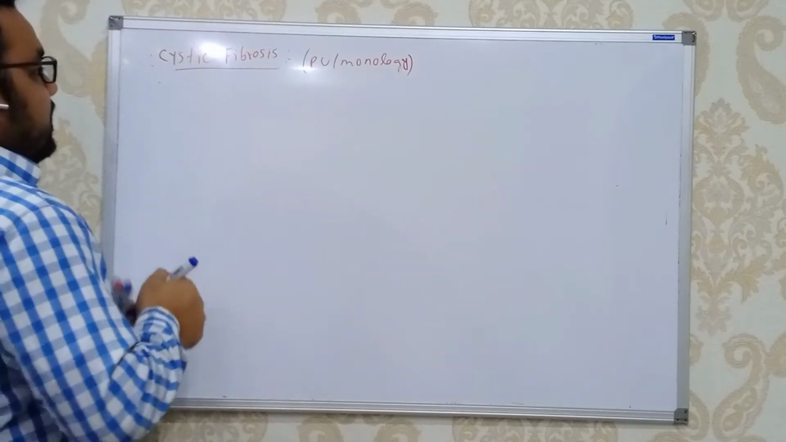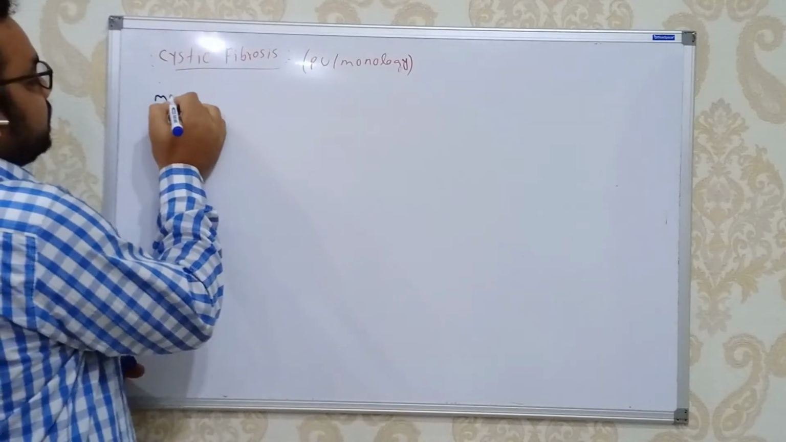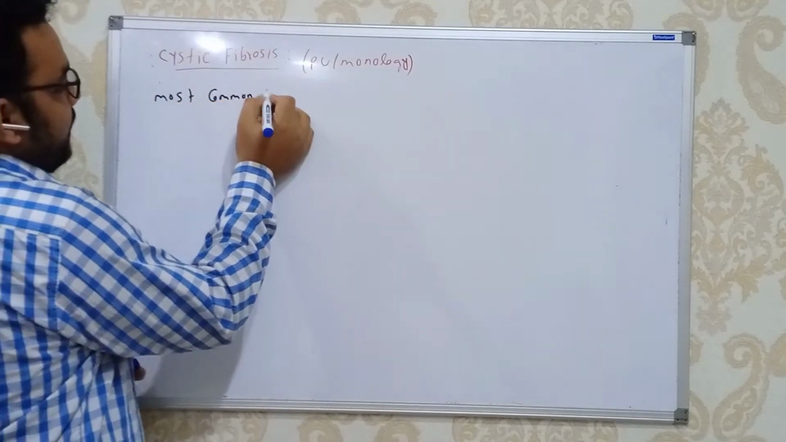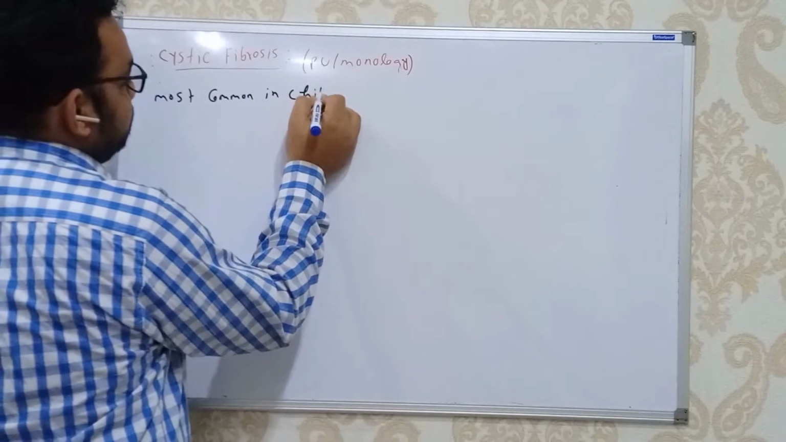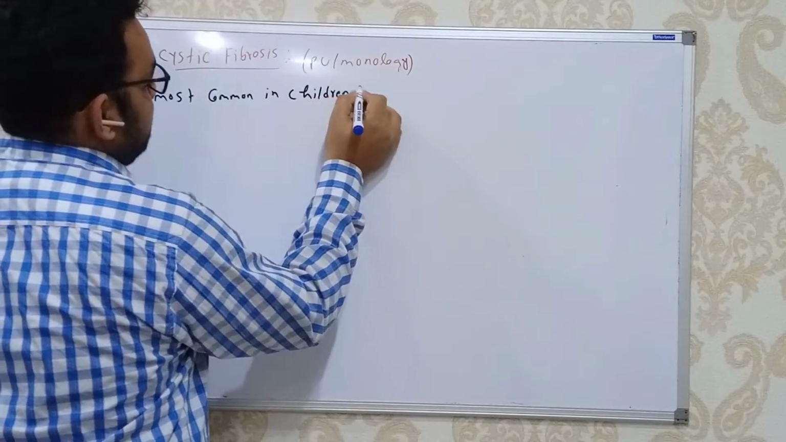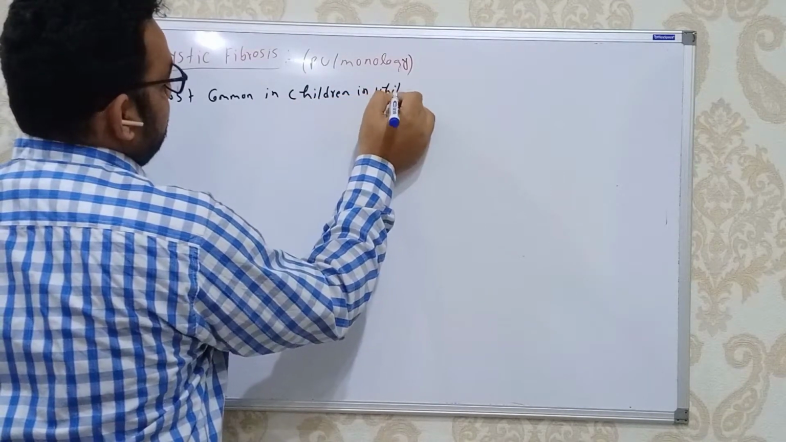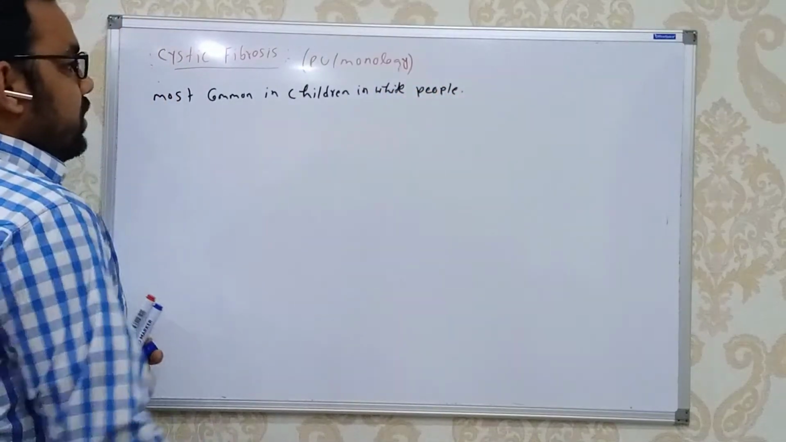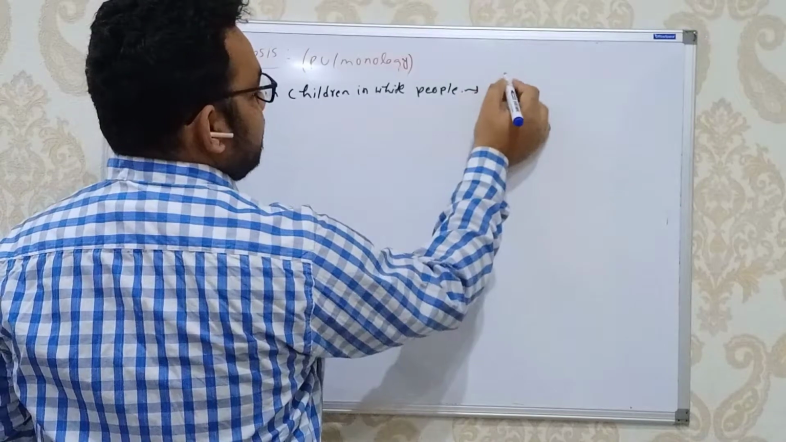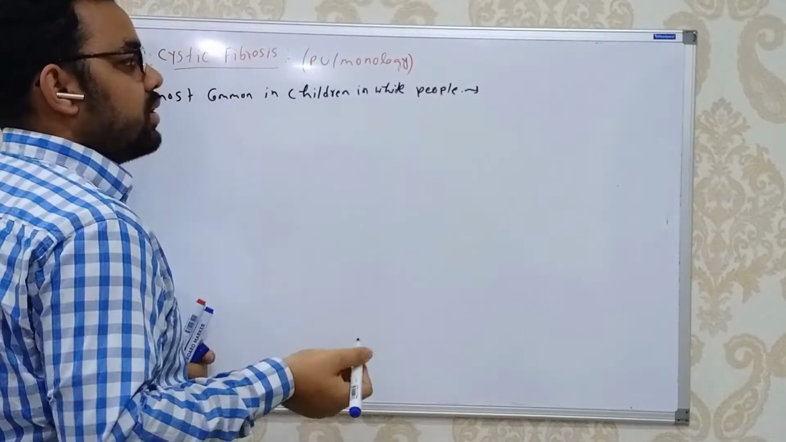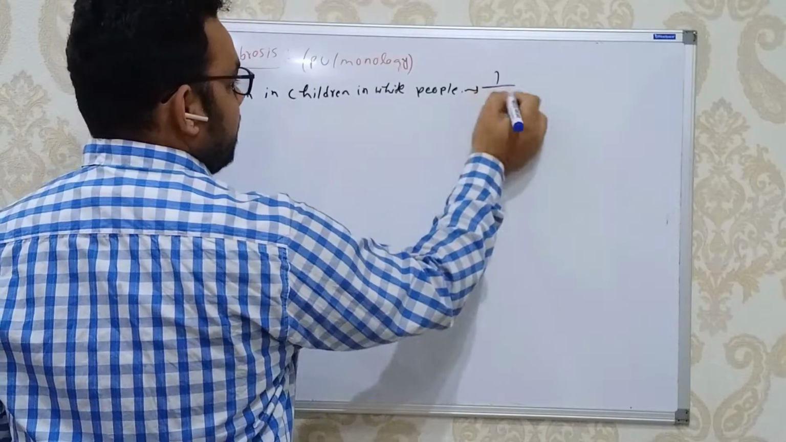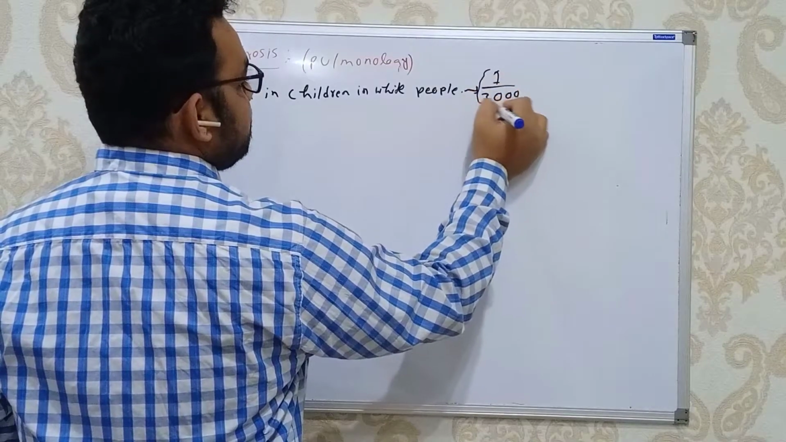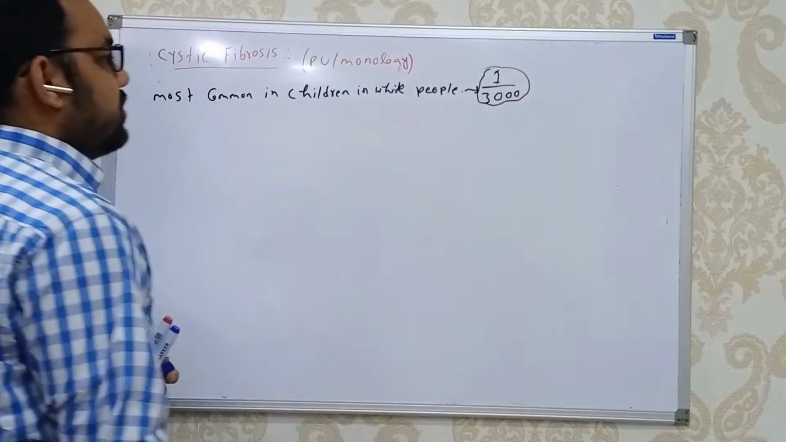So basically, cystic fibrosis is the most common in children, in white people. We can say within the European, the Western countries also. We can define it just like this: out of 3,000 children, one child has the chance of being affected by cystic fibrosis.